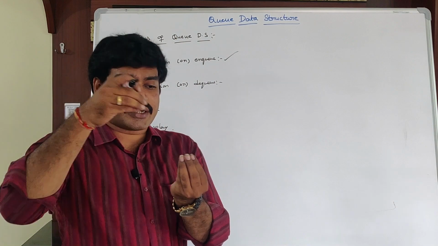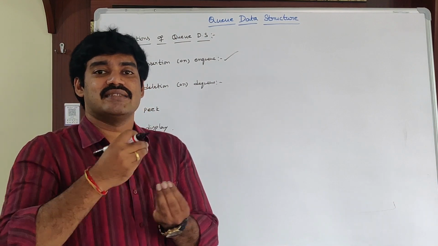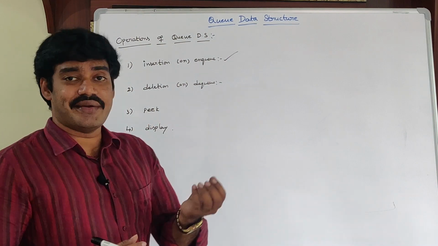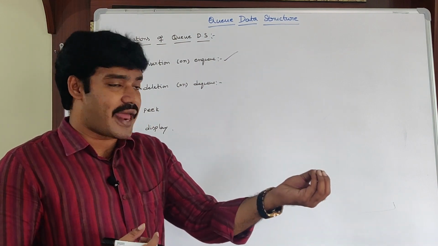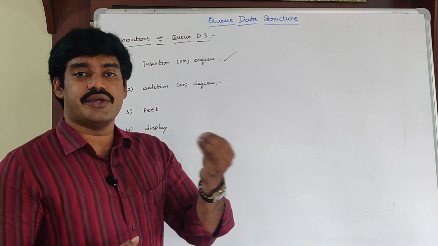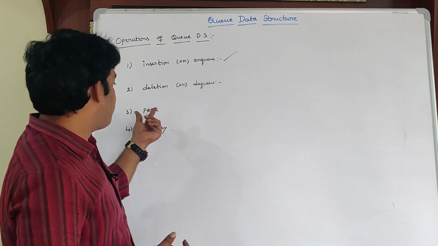So what is meant by insertion or enqueue operation? Inserting an element into the queue data structure is known as insertion or enqueue operation. What is the second one? Deletion or dequeue. Removing an element from the queue data structure is known as deletion operation or dequeue operation.